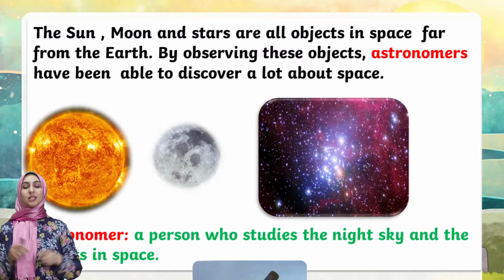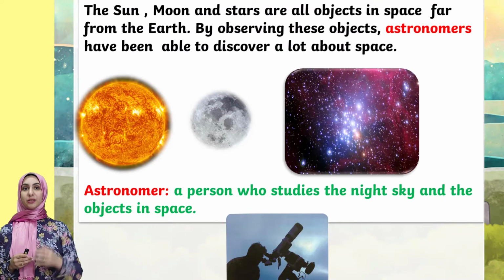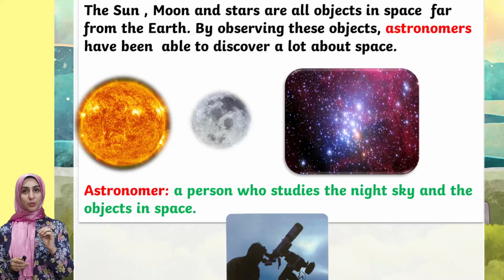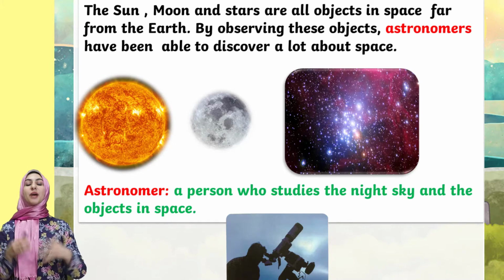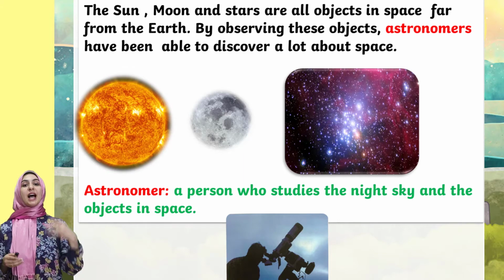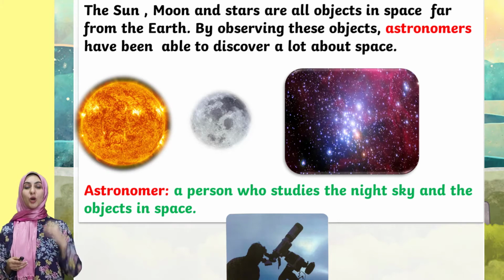The Sun, Moon and the stars are all objects in space, far from the Earth. By observing these objects, astronomers have been able to discover a lot about space. An astronomer here means a person who studies the night sky and the objects in space.